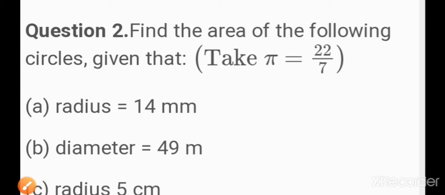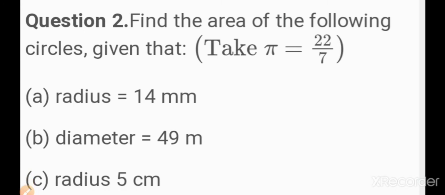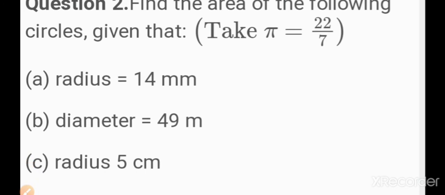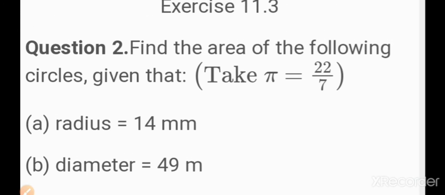Children, second question. Find the area of the following circles. Radius is given in the first question. In the second question, the diameter is given. Again in the third question, it is radius. Okay, so let us solve the first two problems, and the third question you can do alone. Take the pi value as 22/7.